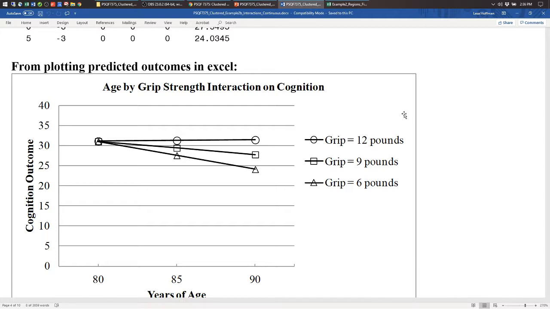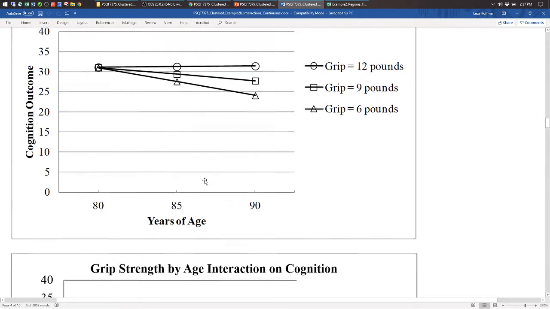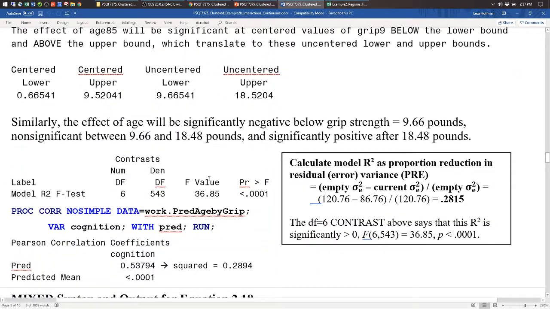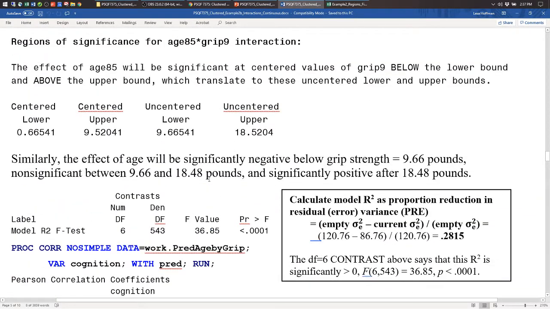Now, no one in my sample is at 18. I've never done this test, but I think that'd be pretty high, particularly amongst this population. So that describes, for most of the sample, that the effect of grip strength, or excuse me, the effect of age is negative, given the values of grip strength that we've observed. Questions?